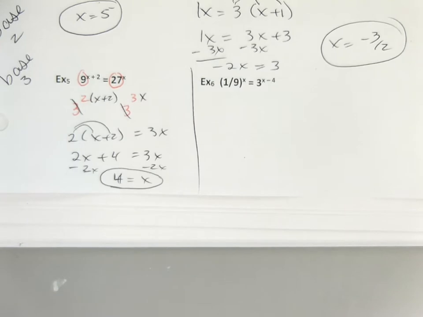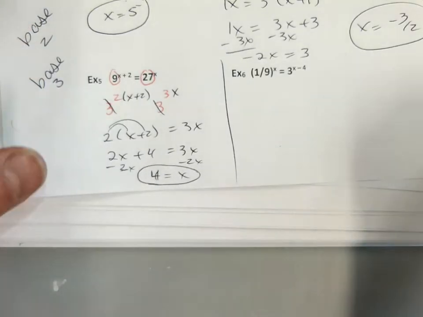Okay, example 6 has a trick, and I'm going to show it. Before I show it, though, think about this. I got a fraction, right? Remember a warm-up? I got a fraction. What happened with the fraction? I had a negative exponent, didn't I? I had a negative exponent. So let me rewrite this.